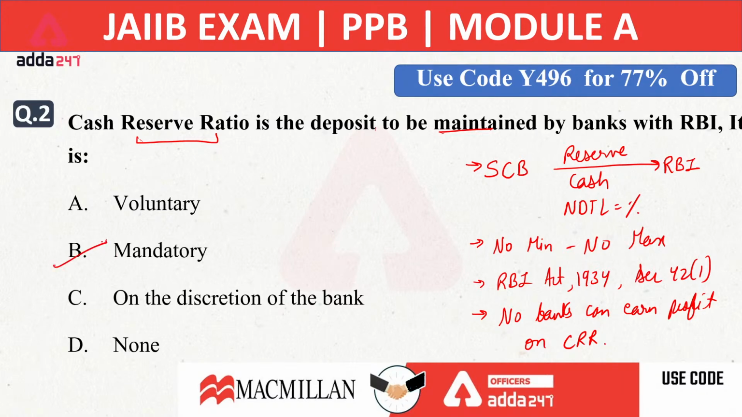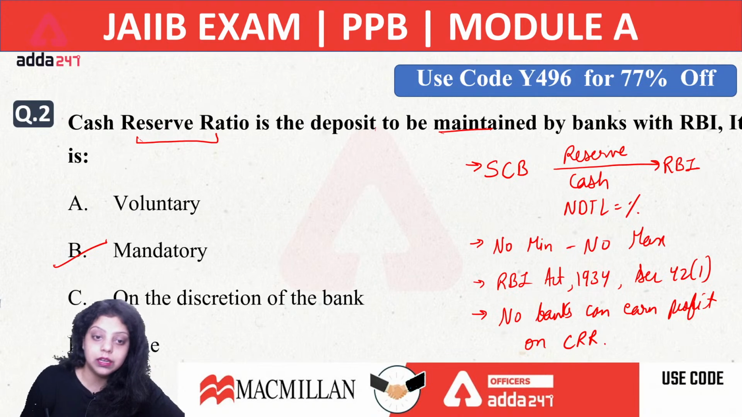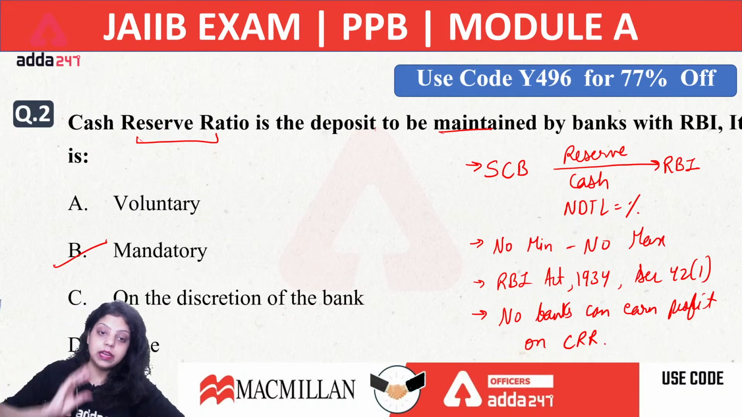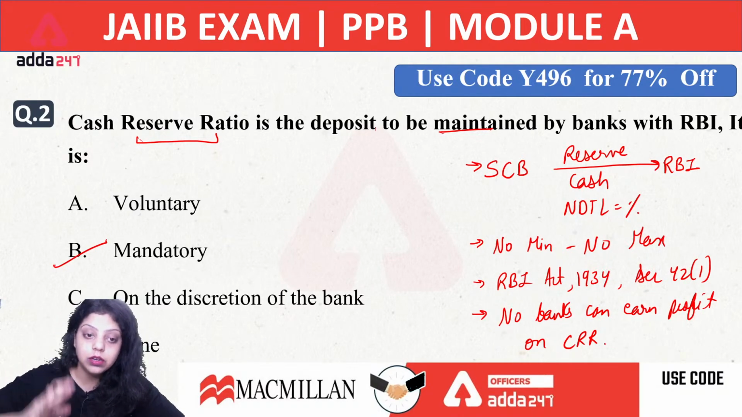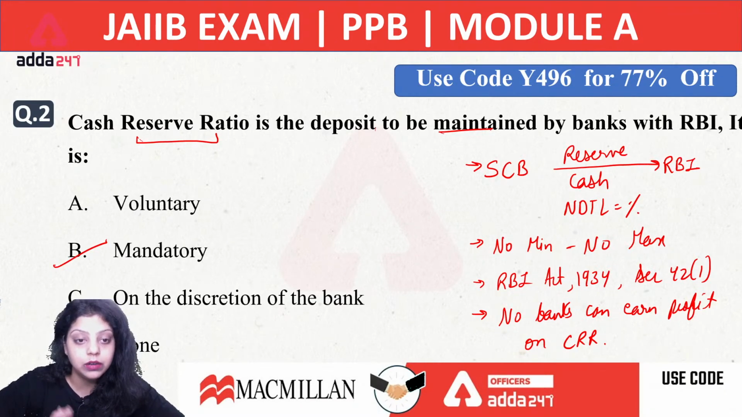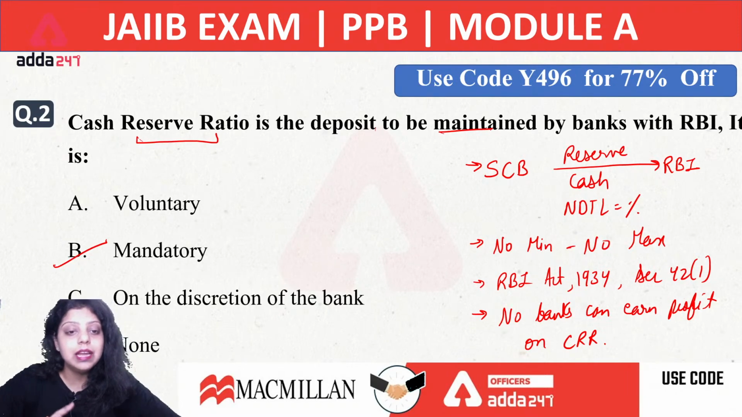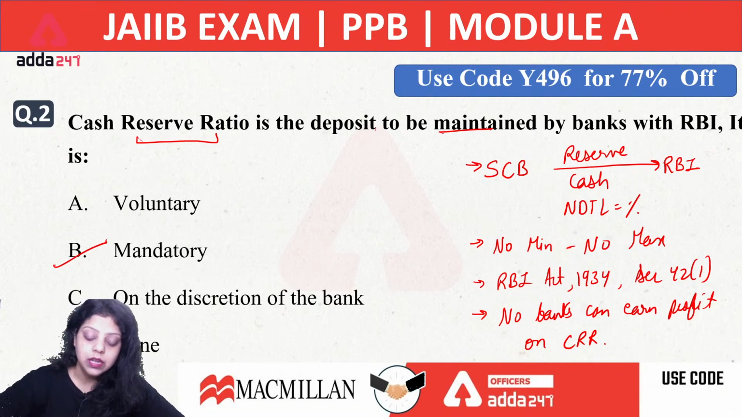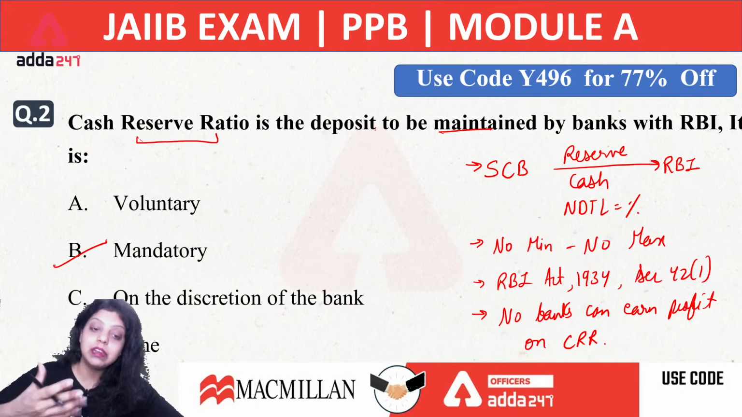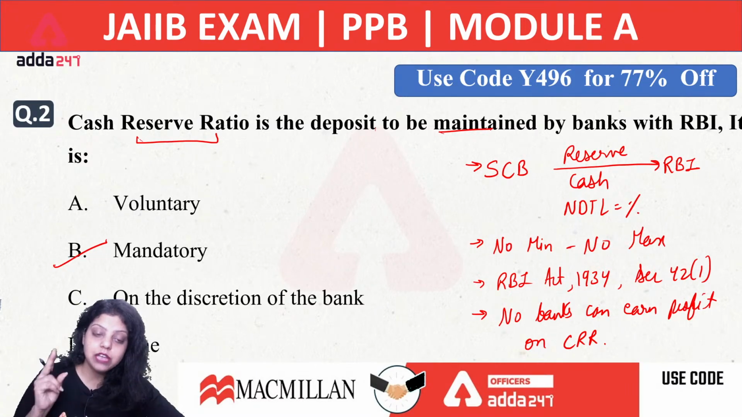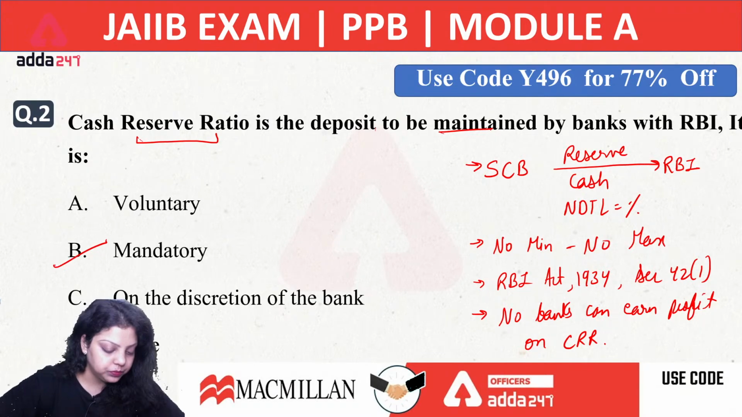Cash reserve ratio is the deposit which is maintained by the commercial banks with Reserve Bank of India, and it is a mandatory deposit which they have to maintain. And if a bank is not maintaining this reserve with the RBI, then RBI will implement a certain penalty on the commercial bank. So this is a mandatory reserve which a bank has to maintain with Reserve Bank of India in the form of cash. Similarly, SLR is also a mandatory deposit which all the scheduled commercial banks have to maintain with themselves in the form of cash, gold and securities.